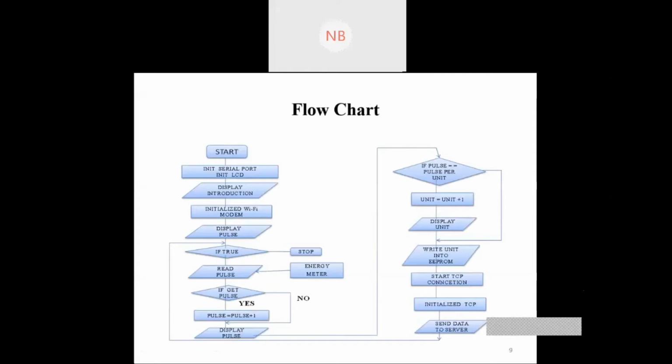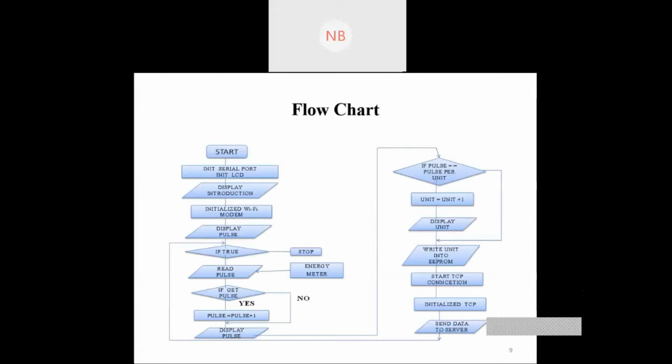After that, we'll read the pulses from the energy meter. If we're getting pulses, we get the next pulse, that is, pulse is equal to pulse plus one. That is, first one pulse, two pulses, three pulses, four pulses, and so on. And if we do not get any pulse, then we'll display the previous pulse, that is 0, 0, 0.